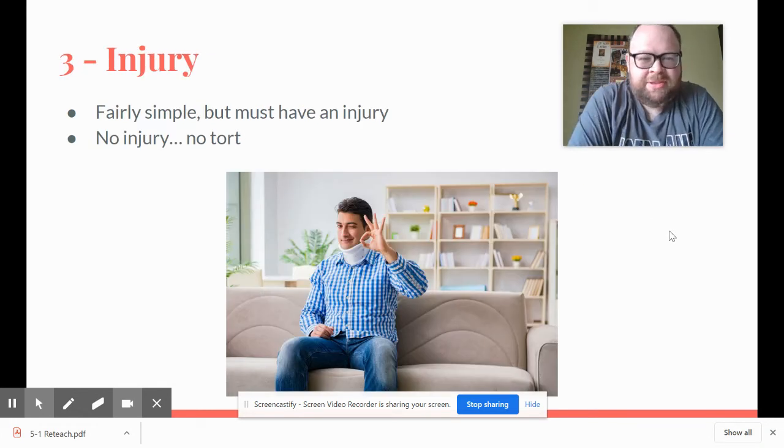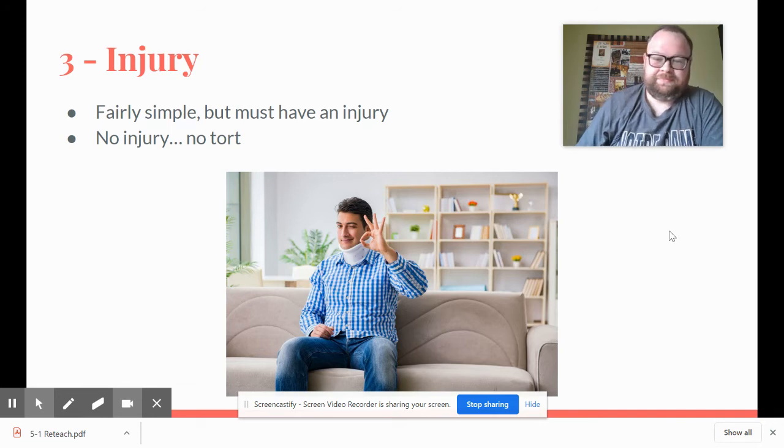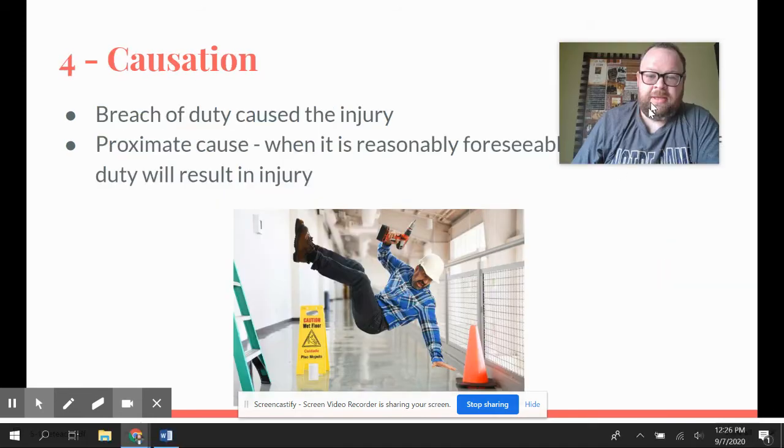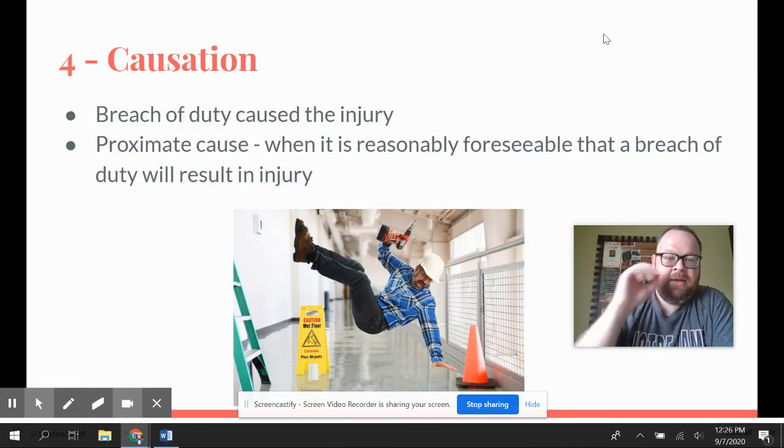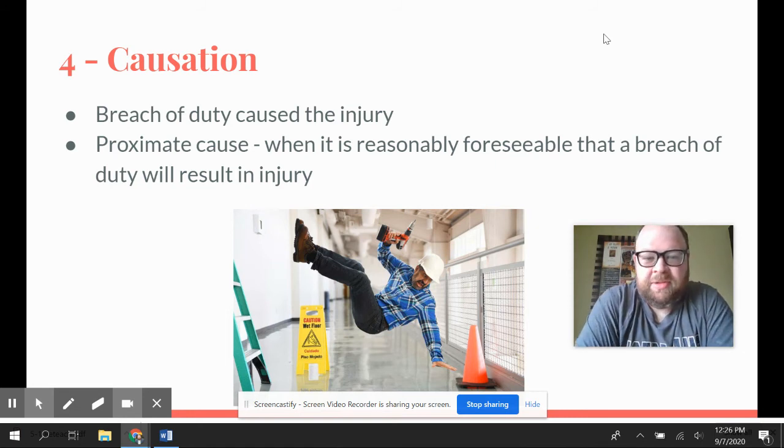The third one is injury, which is fairly self explanatory. All right. You must have an injury. No injury, no tort. And then causation. This is that the breach of duty caused the injury. So, proximate cause is when it is reasonably foreseeable that a breach of duty will result in an injury.